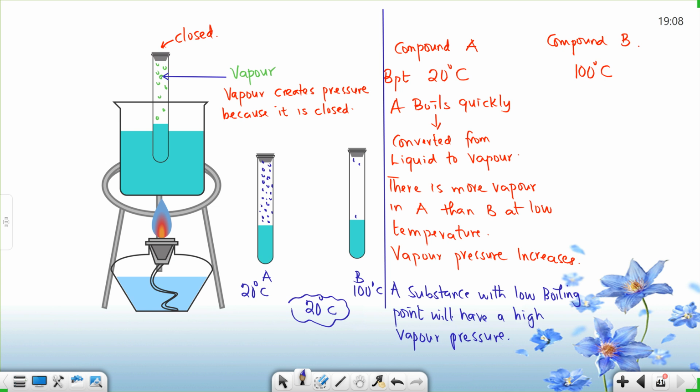A substance with low boiling point will have a high vapor pressure. Please, you didn't hear me say inversely proportional. Don't use that word. Not inversely. Please don't use the word inversely proportional. That's wrong. Okay, good. Now, let's go on. Factors that affect boiling point.